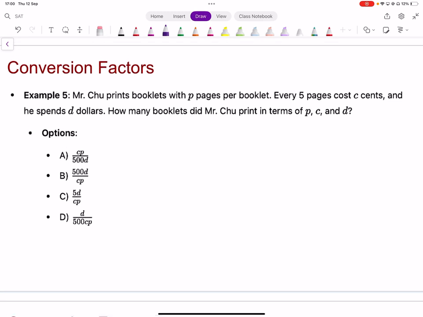अच्छा, let's have a look at this. So this person prints booklets with P pages per booklet. Every 5 pages cost C cents and he spends D dollars. How many booklets did he print in terms of B, C, and D?